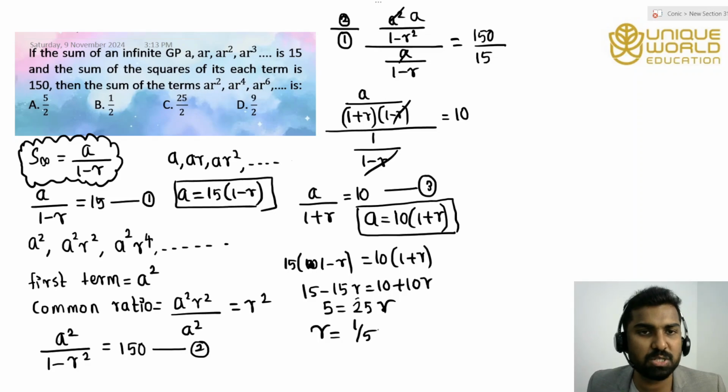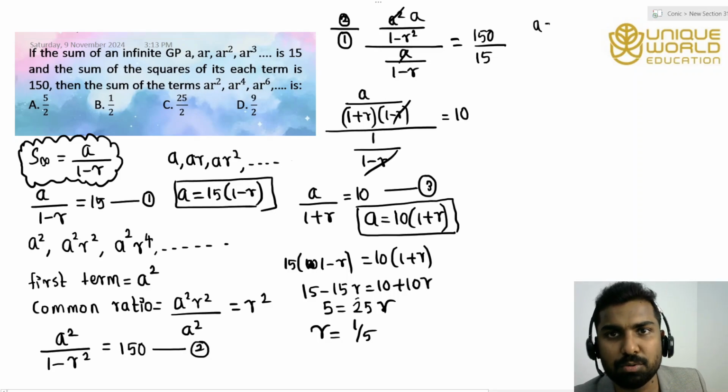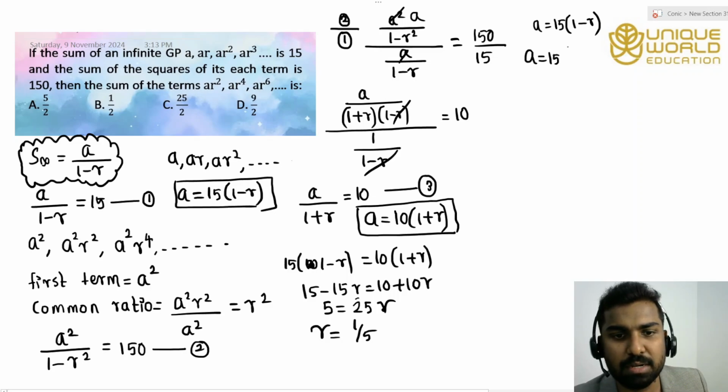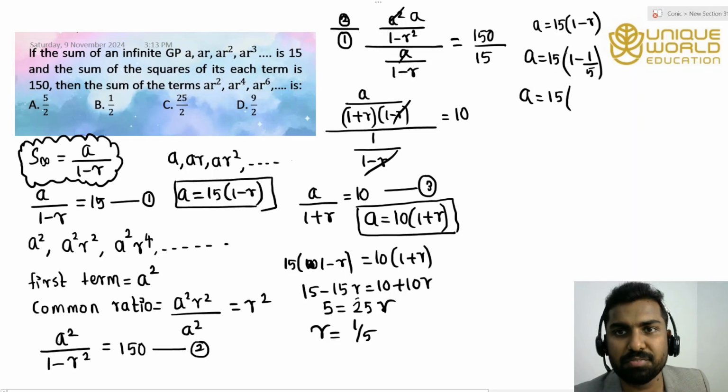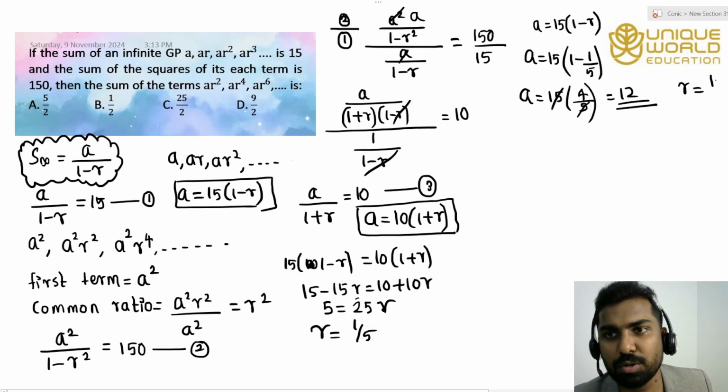If common ratio is 1 by 5, how to find A? We can find A by substituting in any one of the equations. Let me substitute in this one: A equal to 15 into 1 minus R. So A equals 15 into 1 minus 1 by 5. 5 minus 1 is 4, so 4 by 5. If I cancel 5 and 15 three times, A will be equal to 12. That's fine. A equal to 12, R equal to 1 by 5.